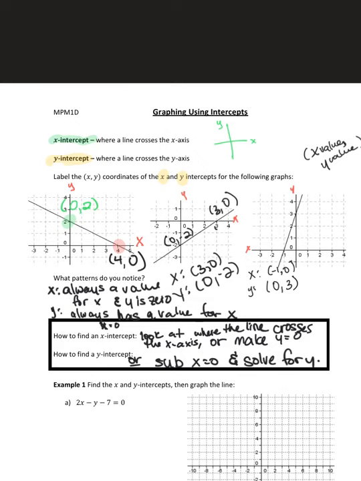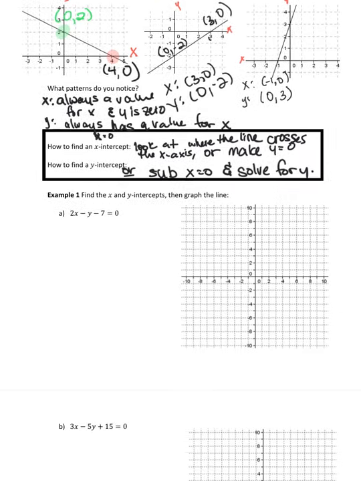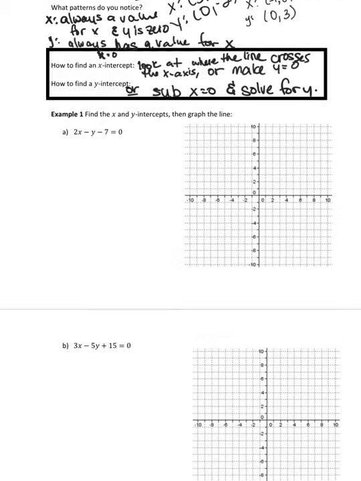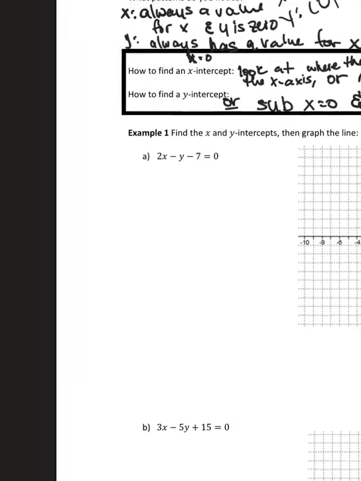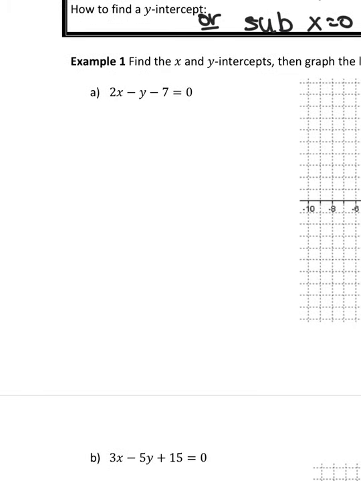Okay? So if I move down here, we're going to try exactly that. I want to find the x and the y-intercepts, and then I'm going to graph the line. So I'm going to zoom in here so we have lots of room to write with, and then we will graph the line.